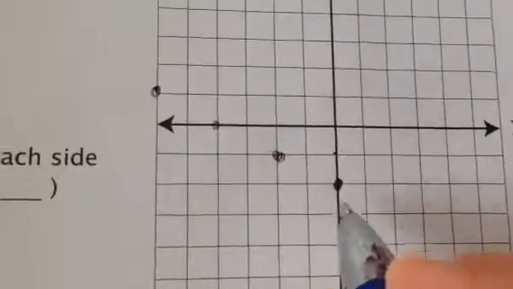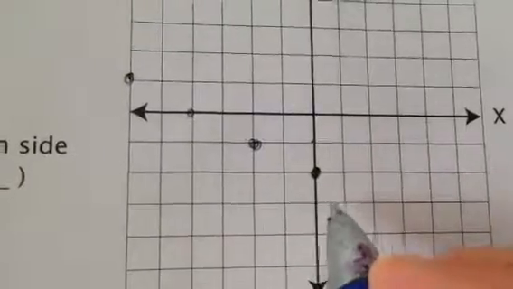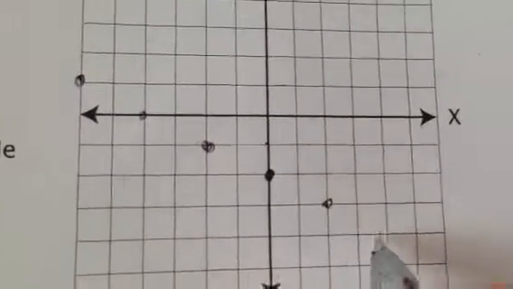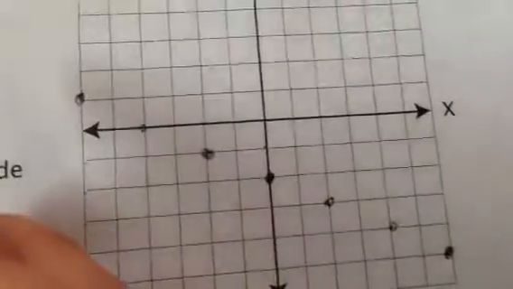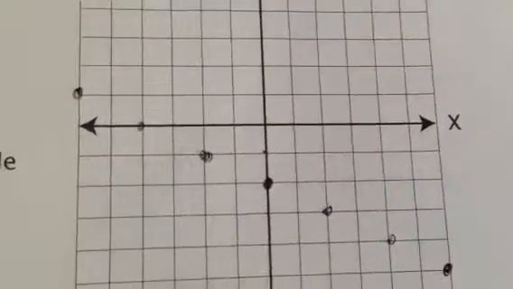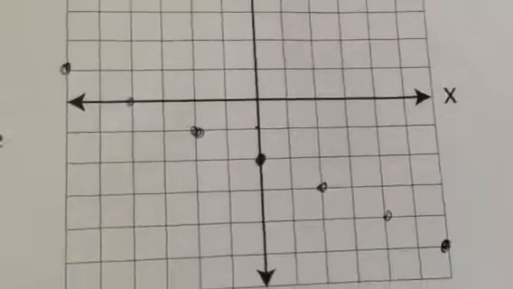I can do the opposite. I can go down 1, but then I have to run in the opposite direction. So I'm going to go right 2. Down 1, right 2. Down 1, right 2. Okay. Now, typically you would just draw a nice straight line through this and you'd be done, but because it's an inequality, I need to check.